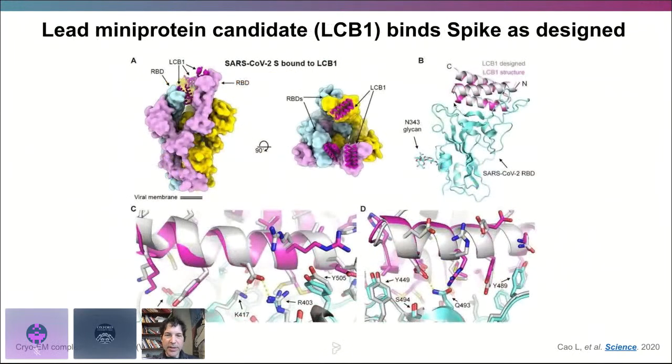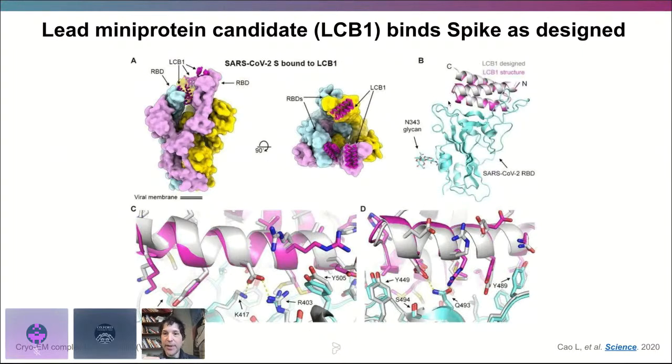Now here is the structure of that protein. So far that was just a computer model. We made synthetic genes encoding many designs, identified those which bound the best, and this is now a cryo-EM structure of the one I just showed you on the right, which is one of our best candidates. And here you can see the three little 55 residue proteins binding to the huge spike trimer, which is in the surface view back here.